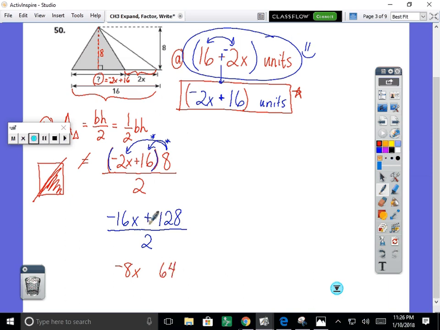There was addition in the numerator. There's still addition in my result. Hey, this looks really awesome. In fact, you just found me the area of the triangle. Area of the triangle equals this.